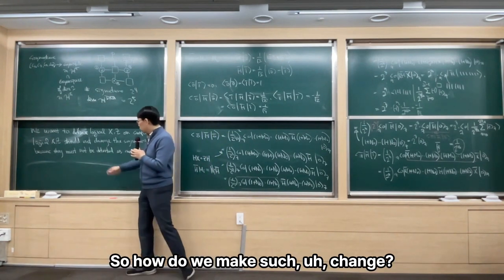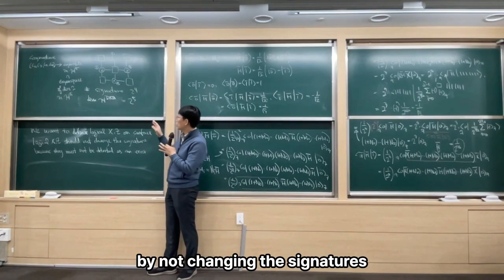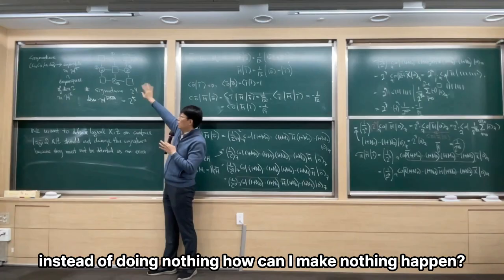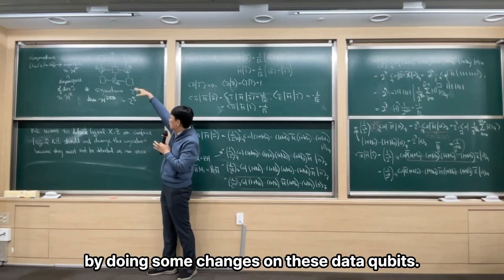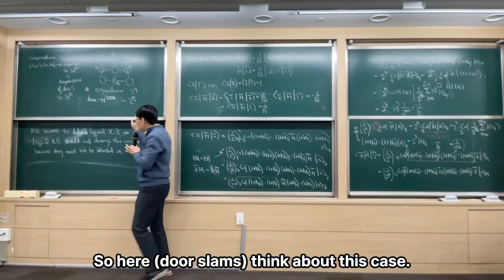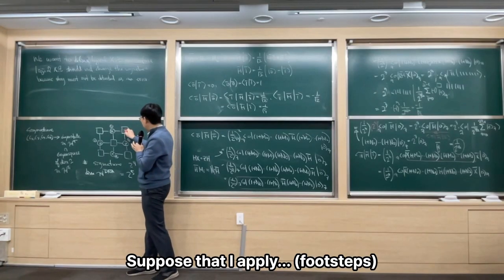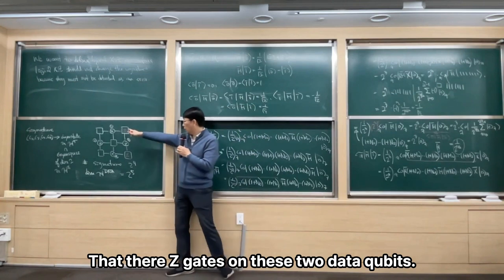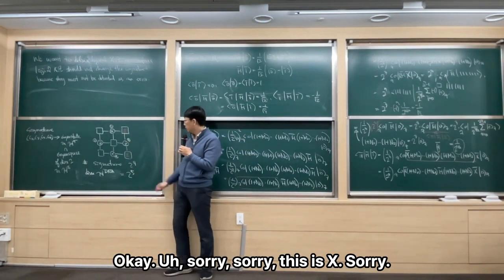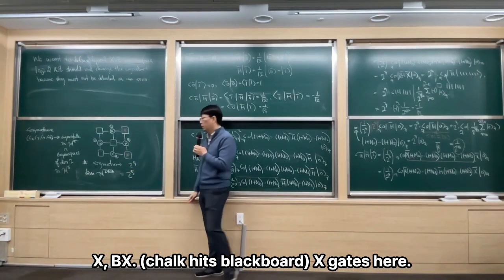So how do we make such a change without changing the signature? Instead of doing nothing, how can I make nothing happen? How can I make something not happen at all by making some changes on these data qubits? So here, think about this case. Suppose that I apply X gates on these two data qubits. Sorry, this is X.